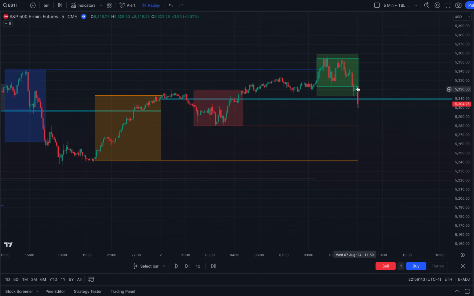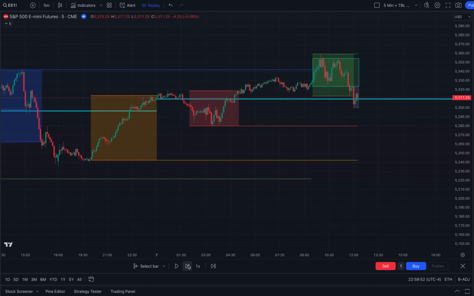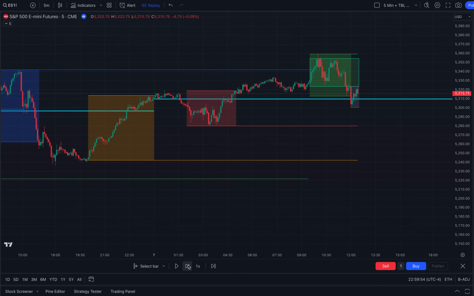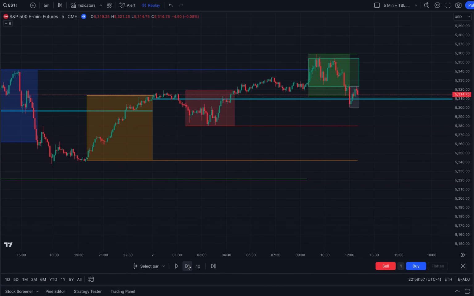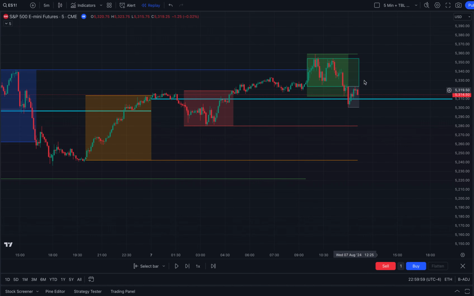Then we did get the breakdown. We got a little bit of a retest. You see those wicks there, and then you got the big break. If you missed that opportunity, especially because it was over lunchtime, as so often happens, it came back up and retested that opening range. This was a great opportunity here.